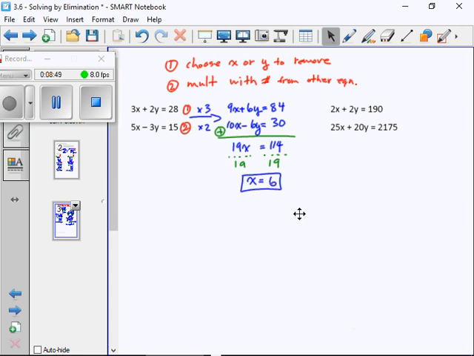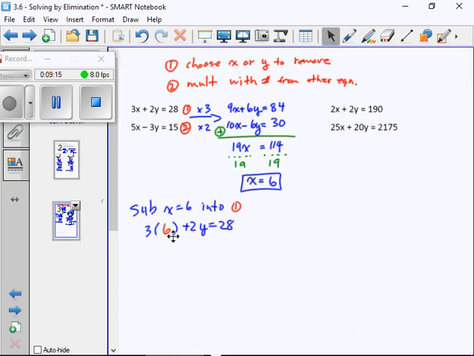So the next thing that we have to do is take a look at what we did before. In the previous problem, we substituted back into our original equation, which is 3x plus 2y equals 28. So we're going to do that. Sub x equals 6 into equation number 1. So that means we have the following: 3x plus 2y equals 28. And we're going to punch in the number 6 here.